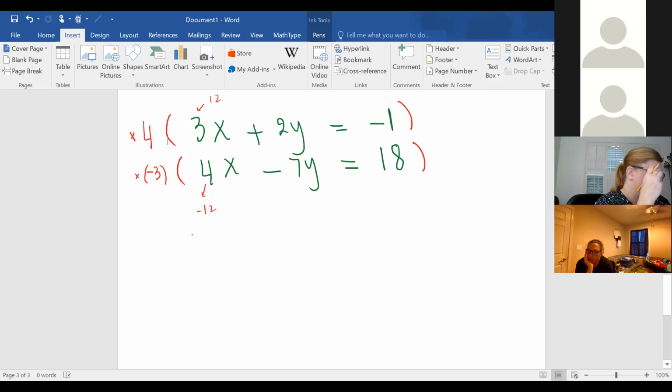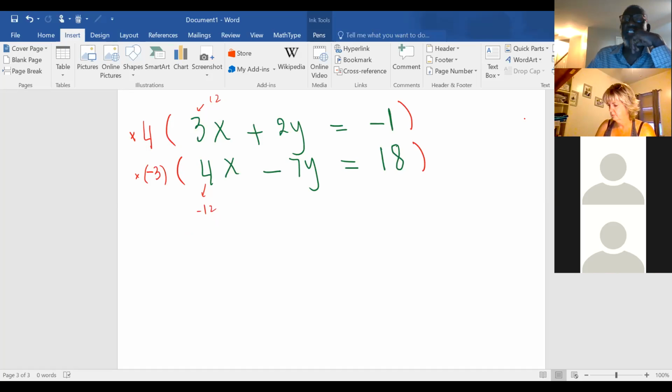Is it wrong if you do it the opposite way? No, it's going to be the same answer at the end. Okay, I was just double checking. Yeah, that is a good question. At the end, it's still going to be the same answer, right?